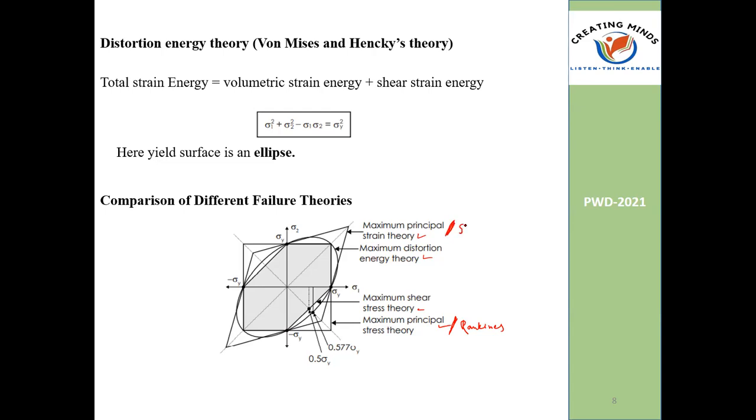Saint Venant's. What is maximum distortion energy theory? Von Mises, or Hencky's theory. They may give any one of the researchers' names, or they may give both names, so you have to be careful. Okay, Von Mises or Hencky's.